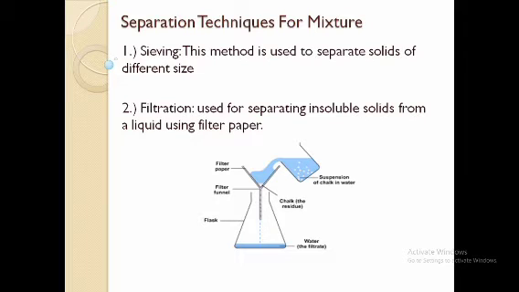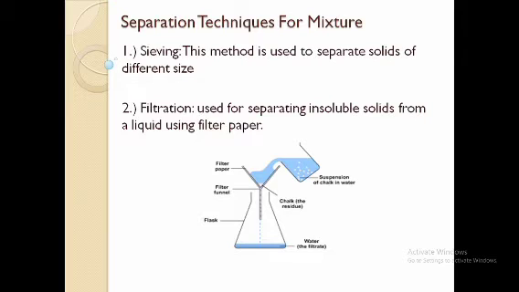So number one, we talk about sieving. Sieving is used to separate solid particles of different size. The mixture is placed on a sieve with a mesh of a particular size. Smaller particles whose size is smaller than the mesh size will pass through the sieve, while the bigger particles remain on the sieve. In other words, the physical property that is the determinant here is the size of the substance we want to separate.